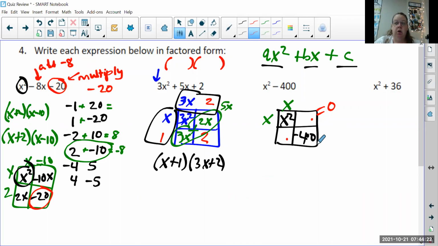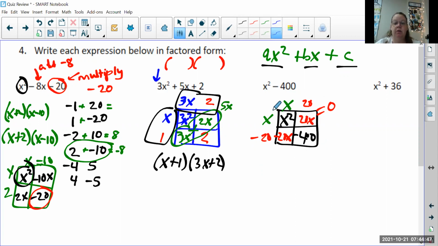So that's where I need to know what number times itself will give me 400. That would be 20 because 20 times 20 is 400, but it needs to be a negative 400. So one of them needs to be a negative. So negative 20 times positive 20 will give me a negative 400. So when I fill out the rest of the box, this gives me a negative 20x. This gives me a positive 20x, and they cancel out to give me that 0.